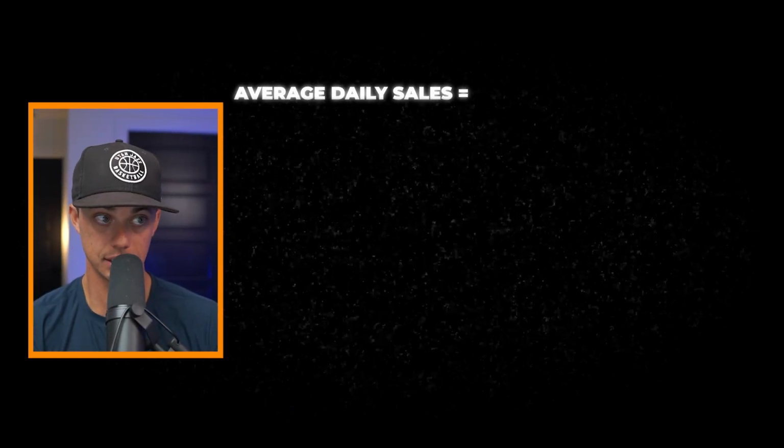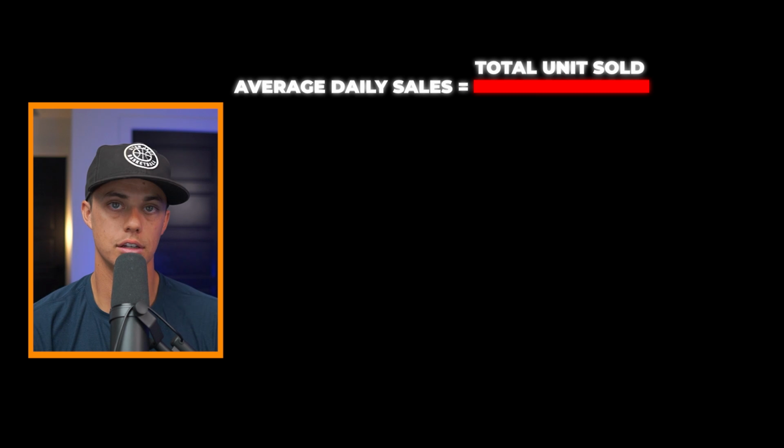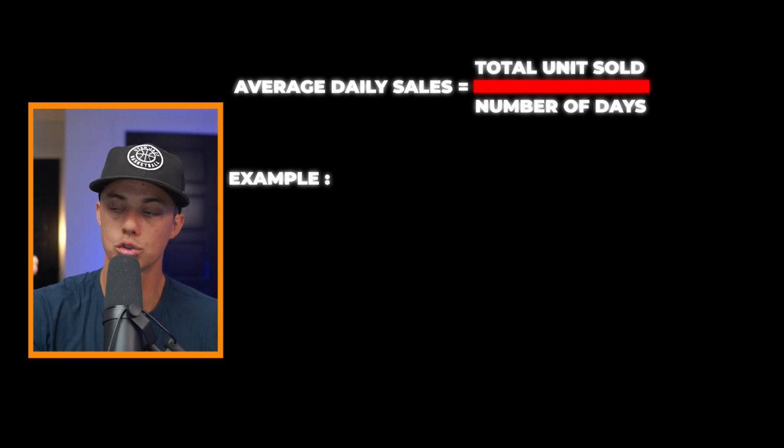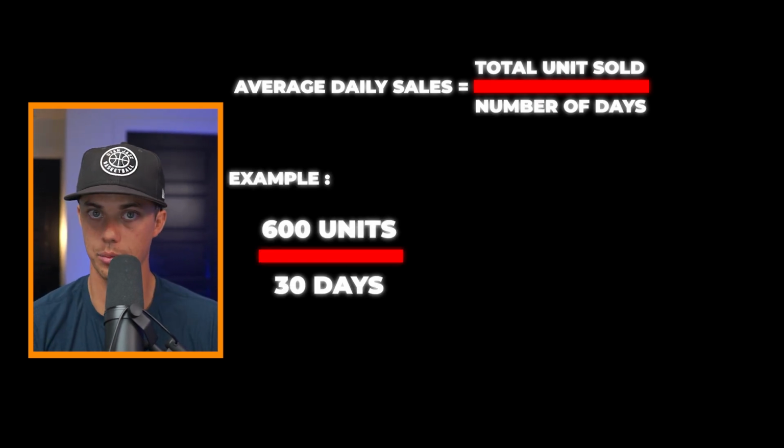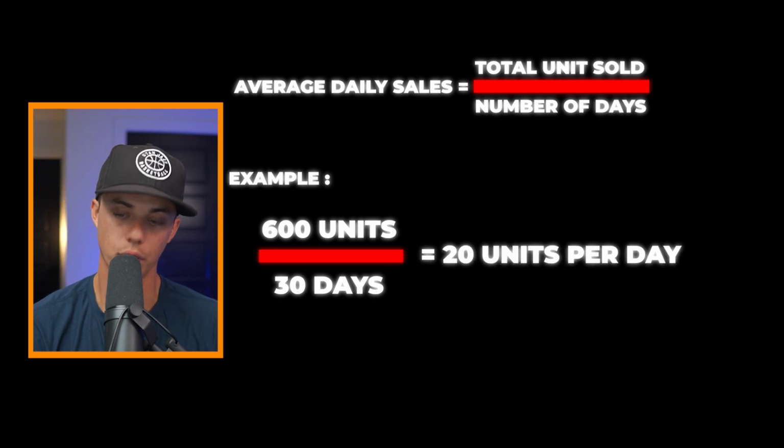So first, you need to know your average daily sales. This is the average number of units sold per day for a specific product. To calculate this, sum or total up the total units sold over a given period and then divide by the number of days. For example, if you sold 600 units over a 30-day period, your average daily sales would be 600 divided by 30, or 20 units per day.